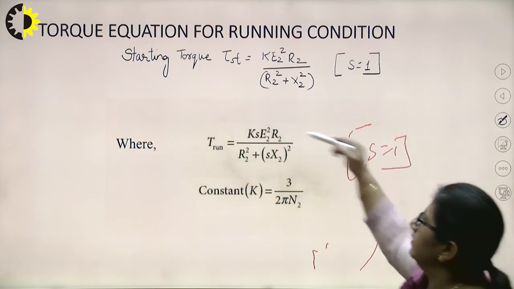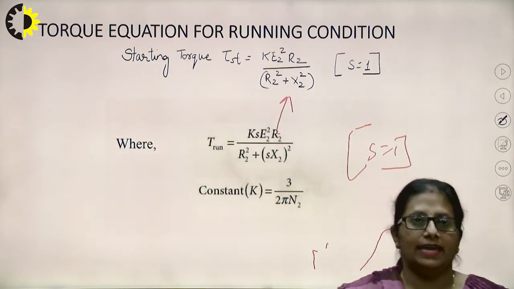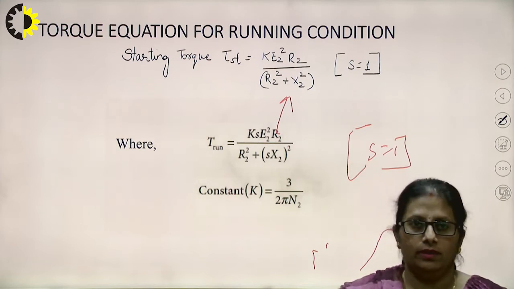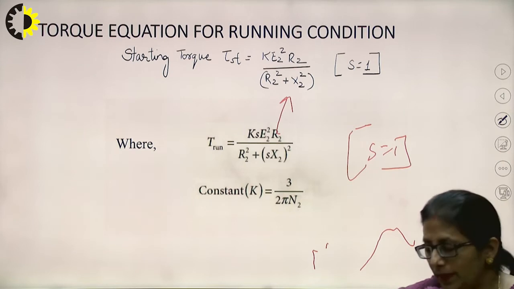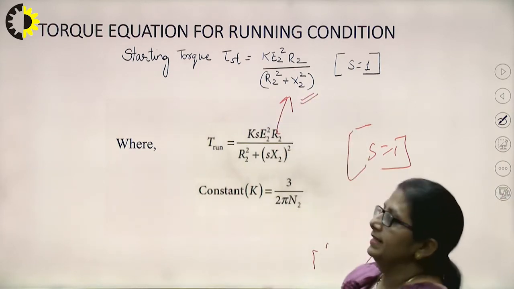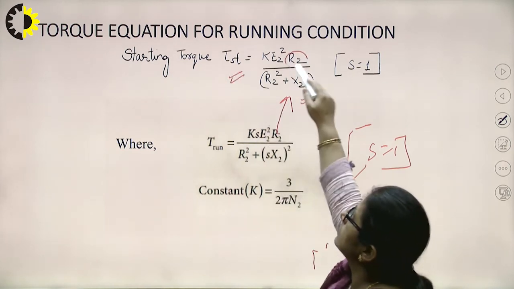We'll be having the above expression. So, the starting torque is given by K times E2 square R2 by R2 square plus X2 whole square, right? The thing to be seen over here is that the starting torque is directly proportional to the rotor resistance.